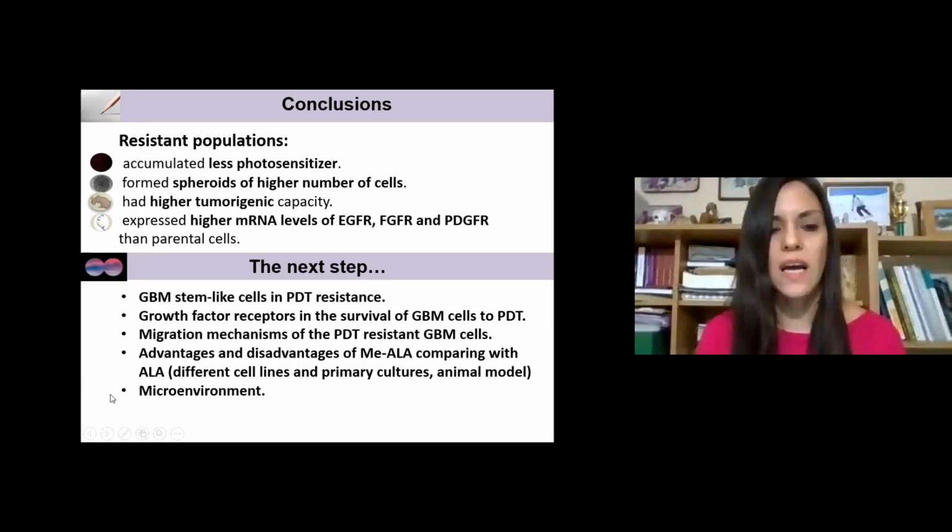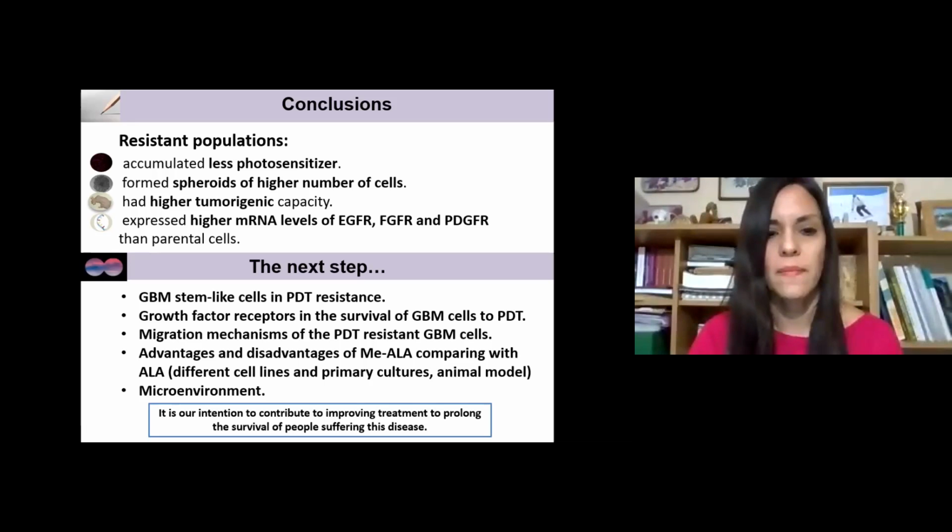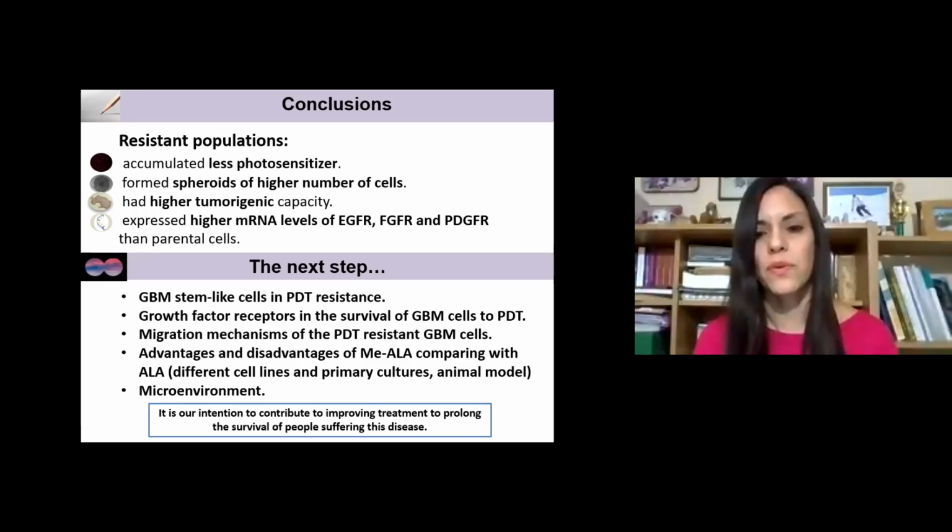And to study the influence of the tumor microenvironment in the resistance. It is our intention to contribute to improving treatment to prolong the survival of people suffering this disease.